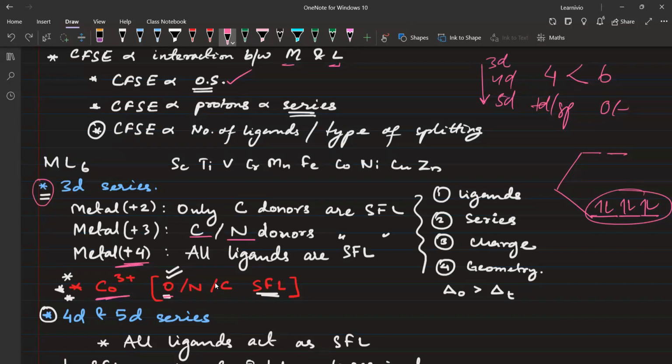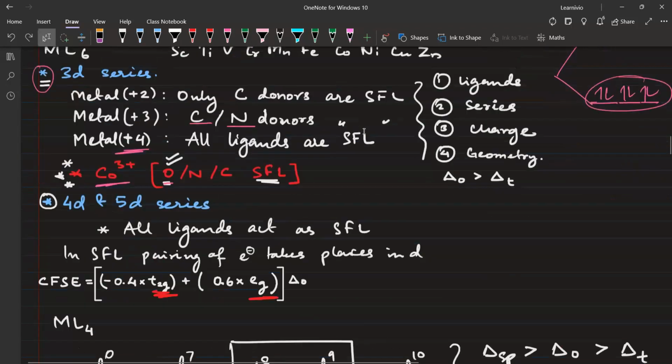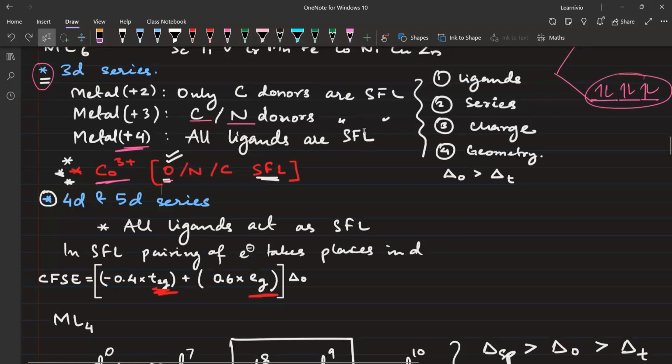Now, when you are in the 4D and 5D series, all ligands are going to act as strong field ligands, and the strong field behavior is only because the number of protons in 4D and 5D is very high. In strong field ligands, pairing of electrons takes place in the D orbitals. And CFSE is equal to, you also have to write this because they sometimes ask for the CFSE value, the del O value: minus 0.4 into the number of electrons present in T2G, plus 0.6 into the number of electrons present in EG.